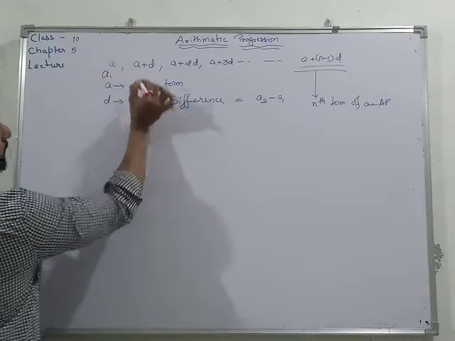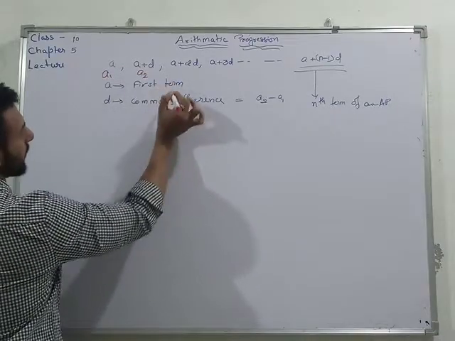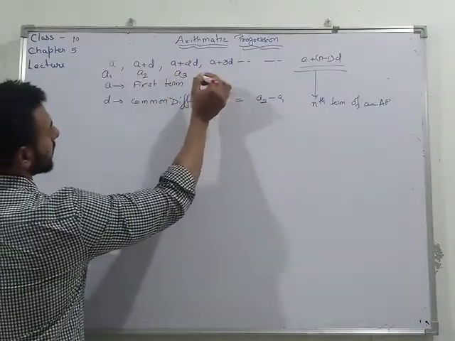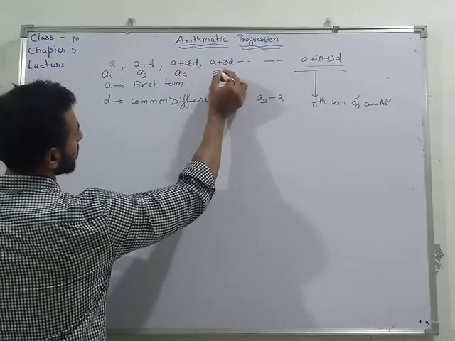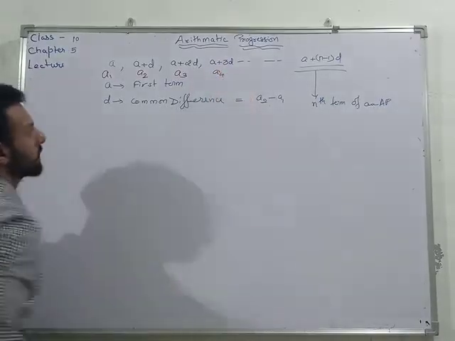This is a, the first term, a1. This is a plus d, the second term. a plus 2d, a plus 3d, so this is the fourth term.